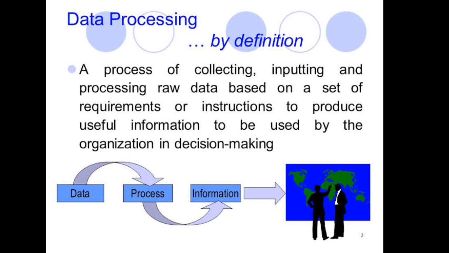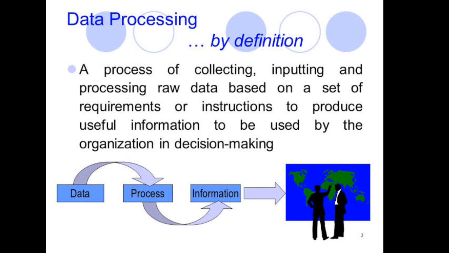When we get data from different sources, the data is in raw form. Then we have to process it. When we process this raw data into useful information, this process is called data processing. So let's start now.